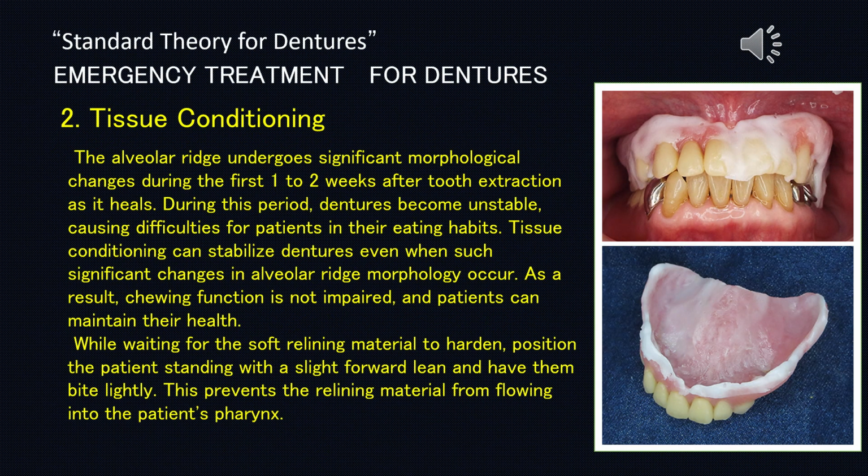2. Tissue conditioning. The alveolar ridge undergoes significant morphological changes during the first 1 to 2 weeks after tooth extraction as it heals. During this period, dentures become unstable, causing difficulties for patients in their eating habits. Tissue conditioning can stabilize dentures even when such significant changes in alveolar ridge morphology occur. As a result, chewing function is not impaired, and patients can maintain their health.